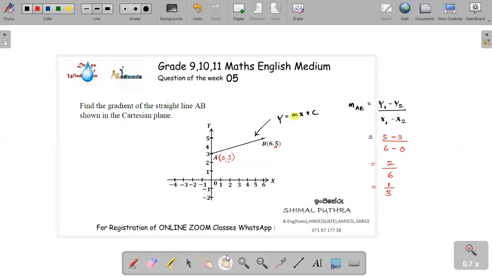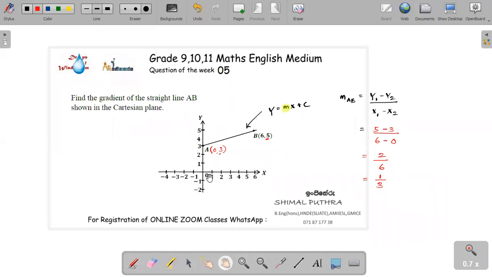In this video, my aim is to find the gradient of a straight line. If we want to find the gradient, we need to know the difference of y coordinates and the difference of x coordinates. But keep in mind, this is only for the O-level syllabus. If you want to learn at advanced level, there are several methods to find the gradient. We can take tan theta. But in our syllabus, we just find the gradient by using the difference of y coordinates divided by the difference of x coordinates. This is question number 5 for the English medium class.